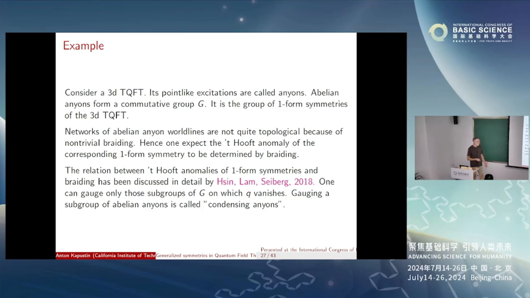And so that means that if you decided to gauge this one-form symmetry, then you cannot actually gauge any subgroup because you want to have gauge invariance. You can only gauge that subgroup of the group of abelian anyons which have trivial braiding with each other. Gauging such a subgroup is called condensing anyons.